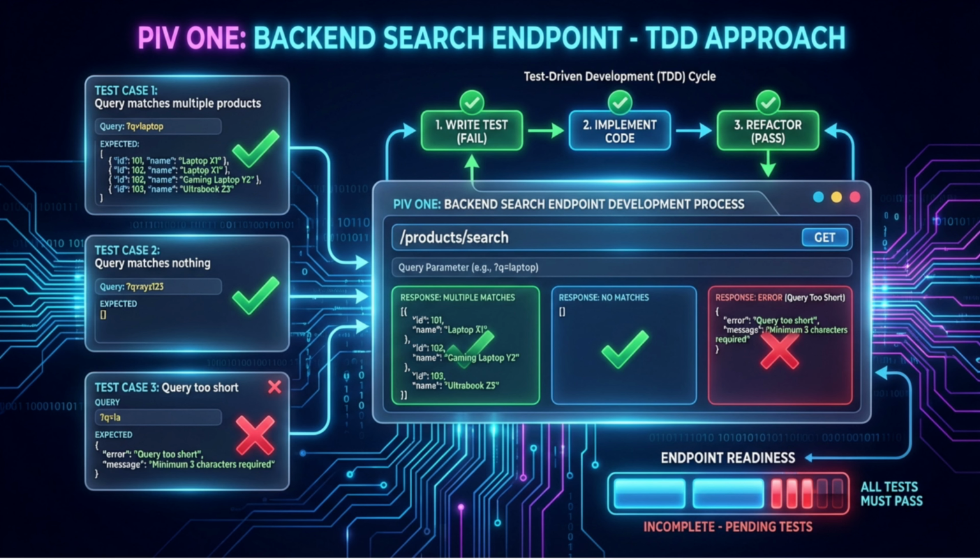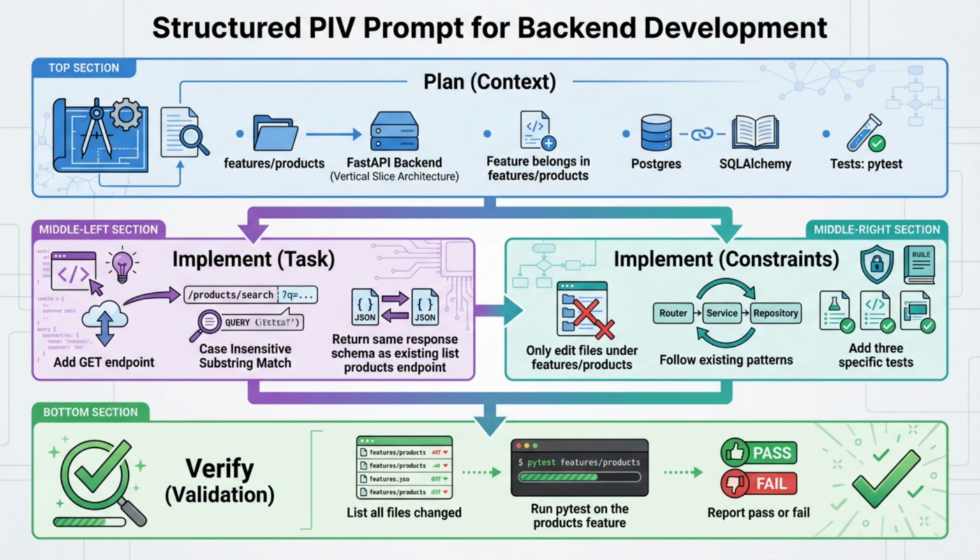This endpoint needs to handle several cases. When the query matches multiple products, return all matches. When the query matches nothing, return an empty list. When the query is too short, return an error. Each case needs a test. The endpoint doesn't exist until the tests prove it works. Here is the structured prompt that defines our backend PIV.